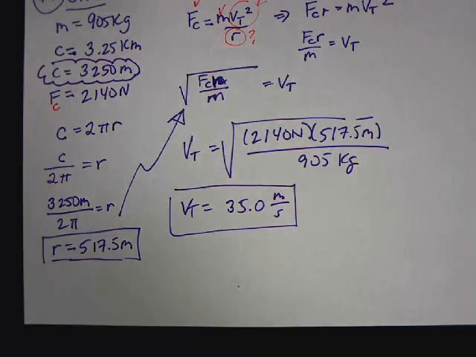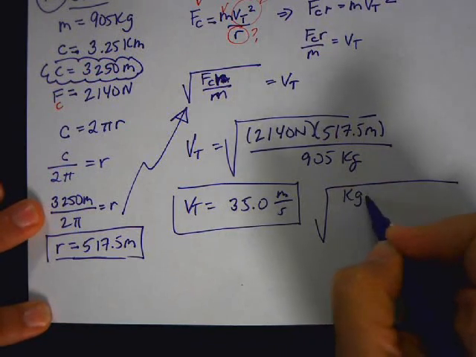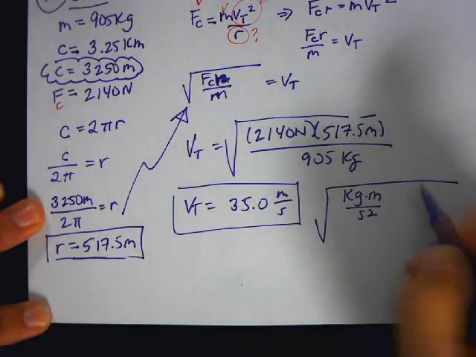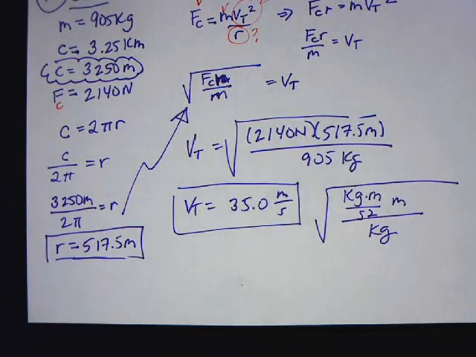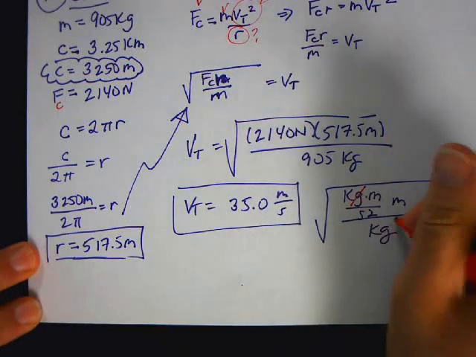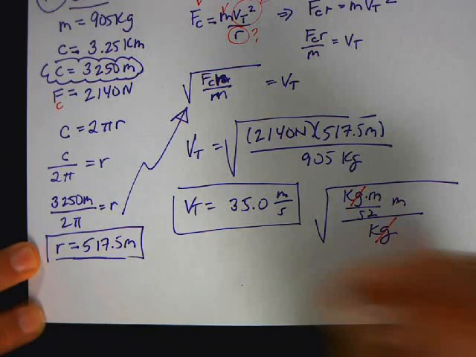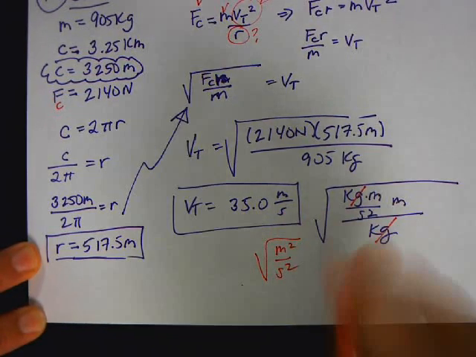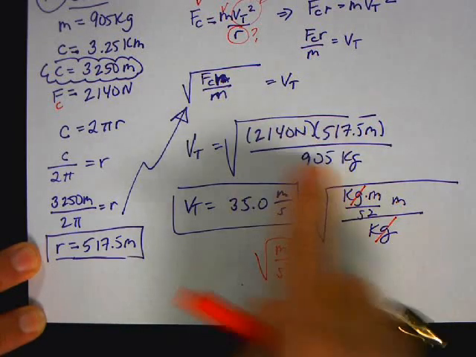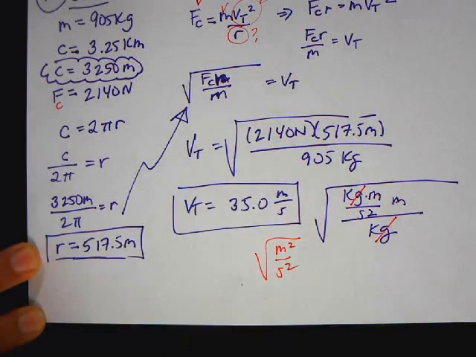So let's look at that. Underneath the radical, I have a newton, and a newton is a kilogram meter per second squared, times a meter, divided by a kilogram. So what I see is the kilograms cancel, and then the meter times a meter is going to be a meter squared divided by a second squared. When I take the square root of the numerical values, I also have to take the square root of the unit, so I end up with meters per second, which is the correct unit for the speed. And that's it.